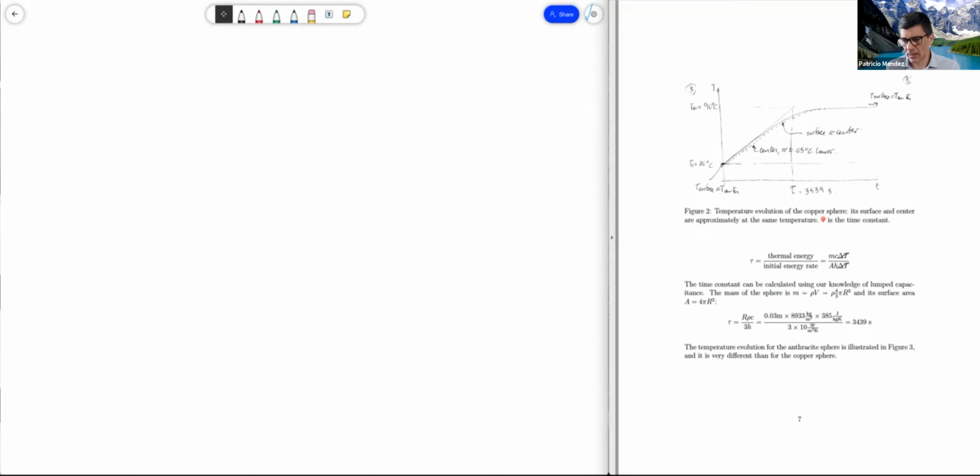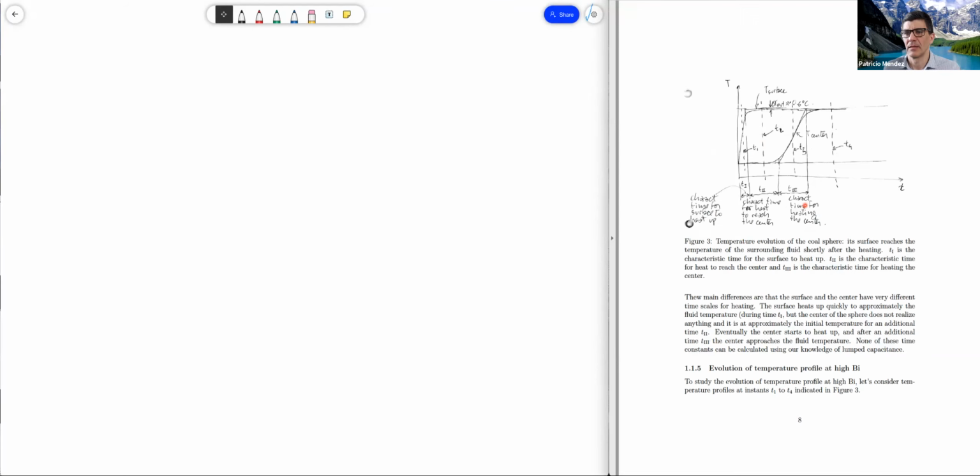Okay, but then we talked about the case of the anthracite sphere. And we had this graph that I also did, and it looks quite complex. I'll try to go over this quickly, and this is where we stopped last time.